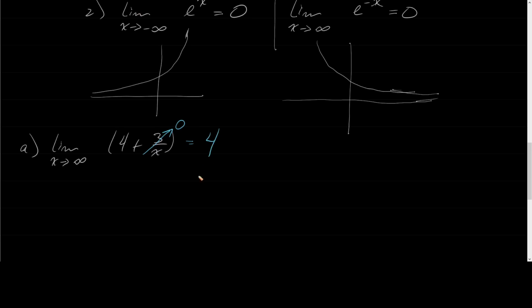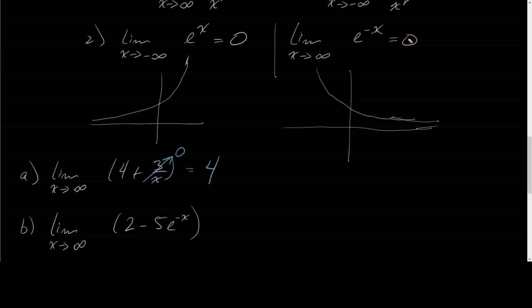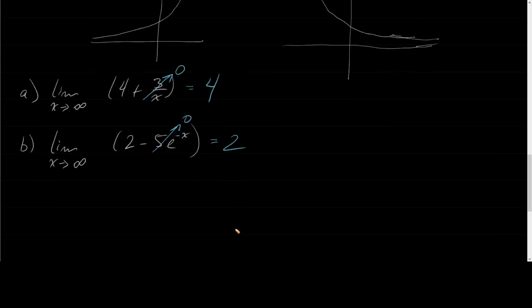Right? Next example. If I have the limit as x goes to infinity of 2 minus 5e to the negative x. All right, well, from here, right away as x is going to infinity, I see that this value goes to 0. So this right here is going to go to 0, meaning that I have 2 minus 0, which is just 2. All right.